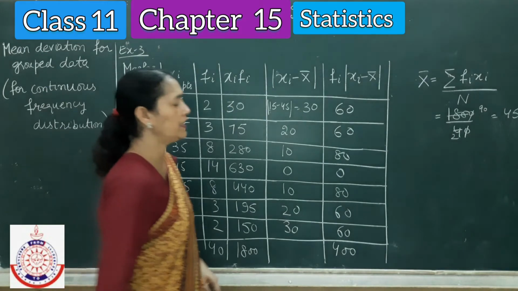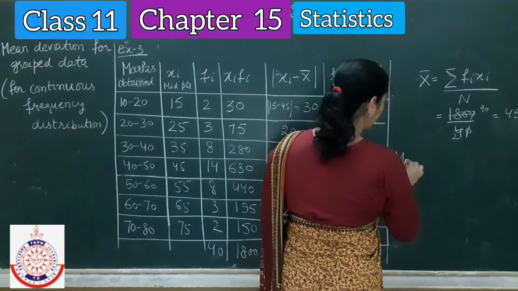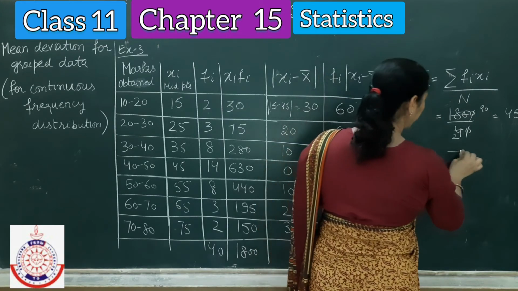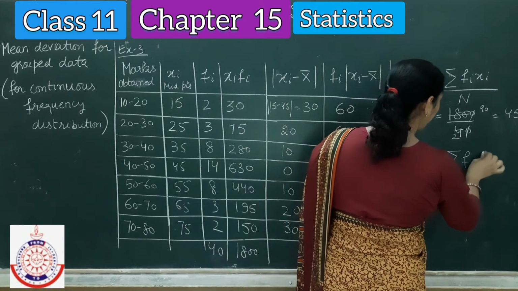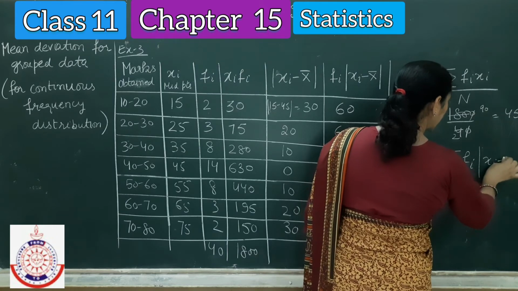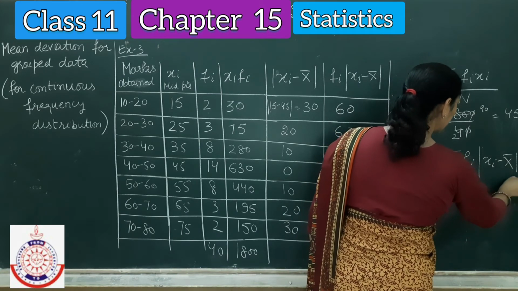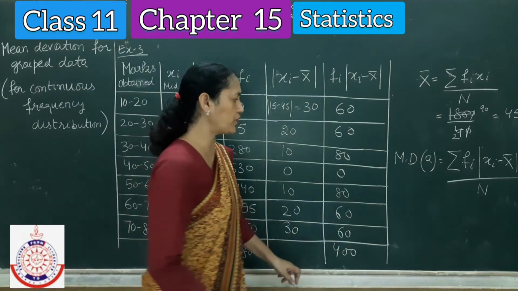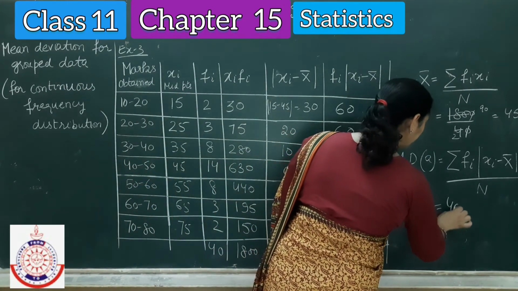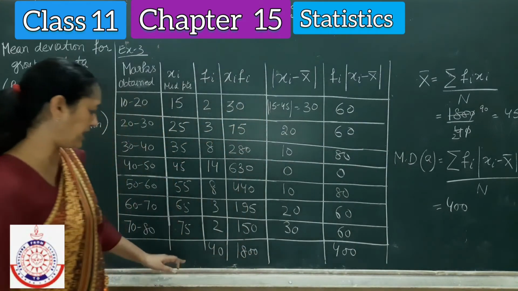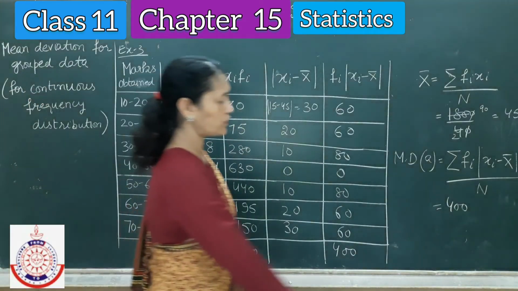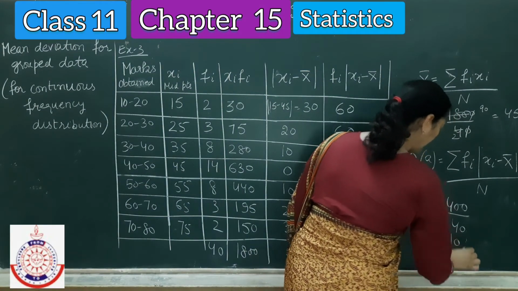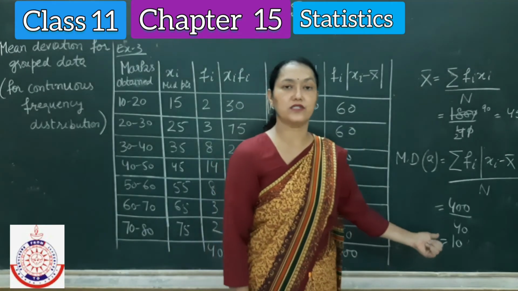Now for calculating mean deviation about the mean, we will be dividing the sum of fi with mod of xi minus x bar by capital N. So this total is 400 and total of fi is 40. So dividing 400 by 40, we will be getting this mean deviation about the mean as 10.